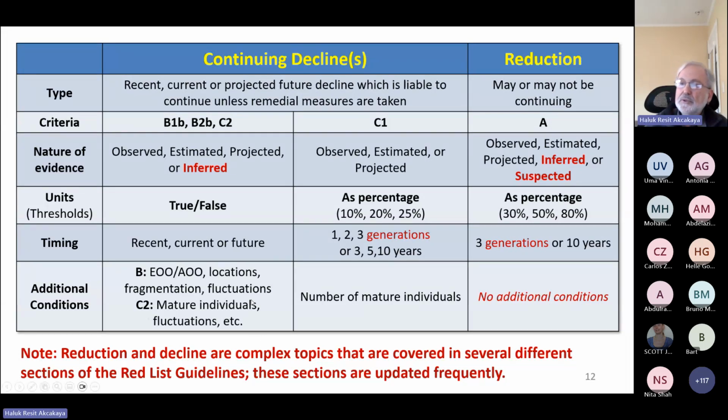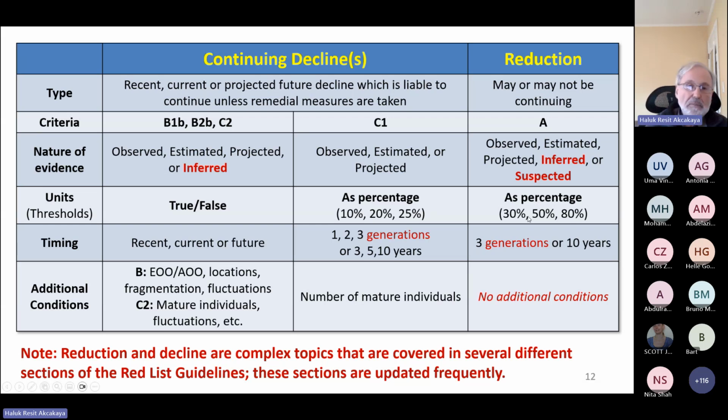For example, for continuing decline under B or C2, there are additional locations, fragmentations, or mature individuals that have to be met for that criteria to contribute to the extinction risk. Under C1, there is number of mature individuals, and importantly, under criterion A, there are no additional conditions. So there's only the reduction that is considered.